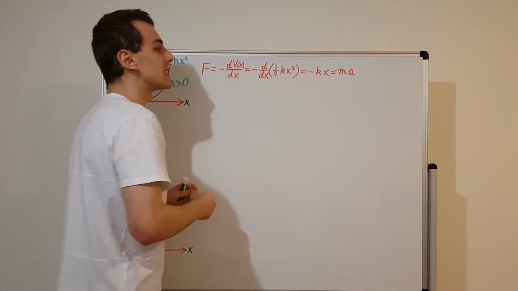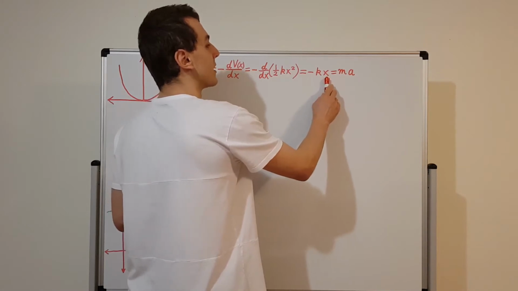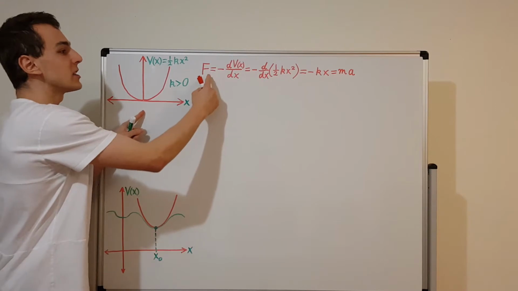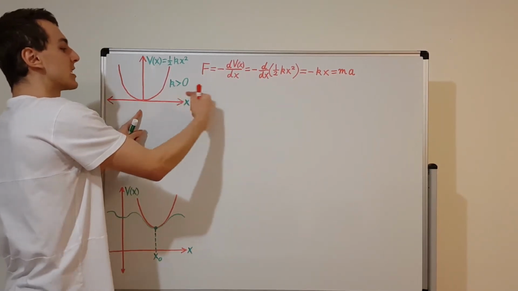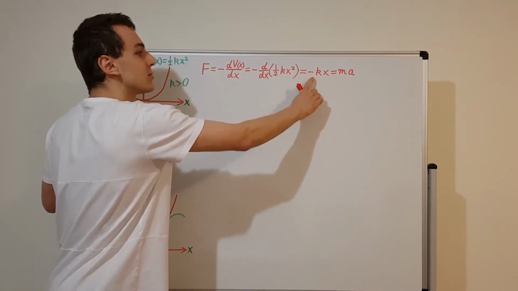This minus sign tells us that this is a restoring force. So if we have positive x over here, so if x is positive, we're on this side over here, then the force is going to be negative. The force is going to point in this direction. And if x is negative, we're going to have minus times minus, which is going to give us a plus.